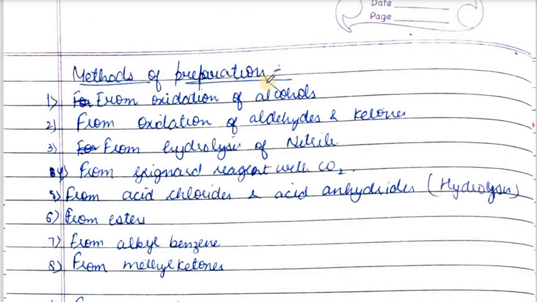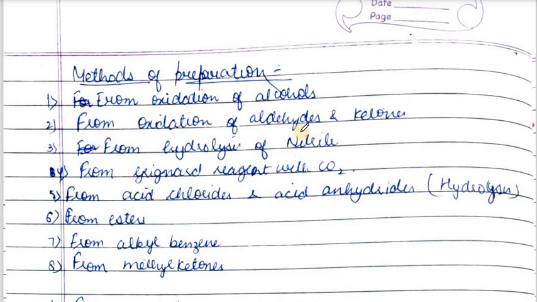So next is the methods of preparation of carboxylic acids. These methods of preparation are repetitions of the reactions we have already done in the previous chapters, that is in alcohols and then in aldehydes and ketones. So first is from oxidation of alcohols. This we have already done in detail in the alcohol chapter.